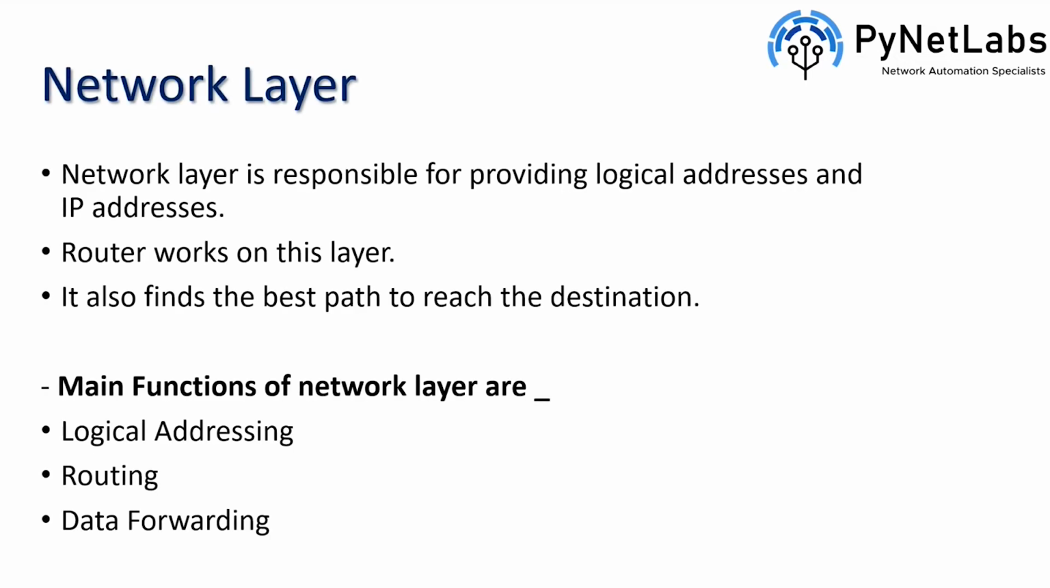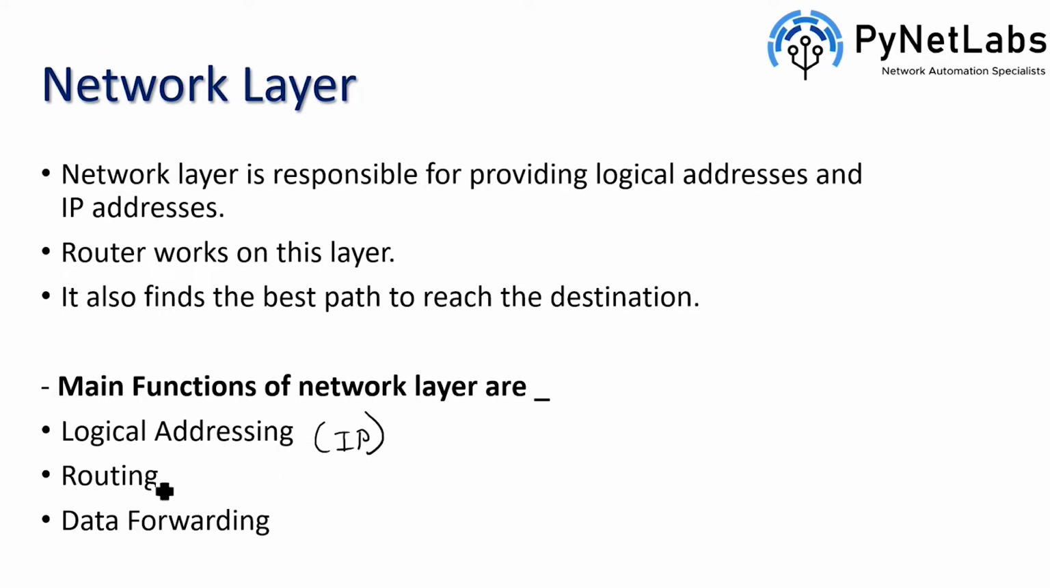Now we do have the fifth layer, which is your network layer. See, guys, the major responsibility of this layer is that it is going to provide you logical addresses, and the router is the device which works on this layer. The main functions are logical addressing, which means it is going to provide the IP address to the machine.